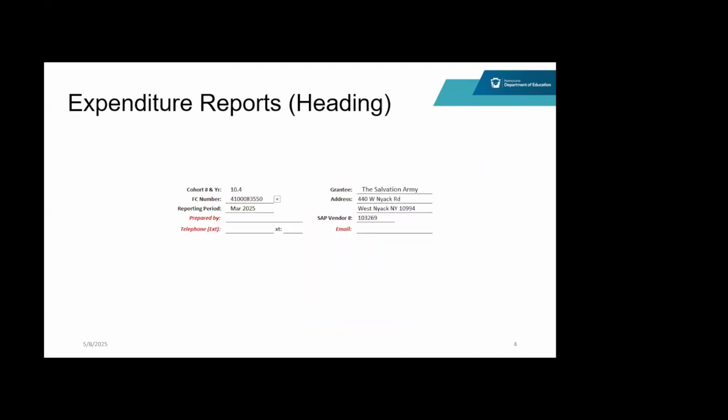The top left is your cohort year, FC or account number, the reporting period, the name of the person that prepared the report, and their contact information. When the FC number is entered, the remaining grantee information will automatically populate. Preparer's information will still need to be entered manually.